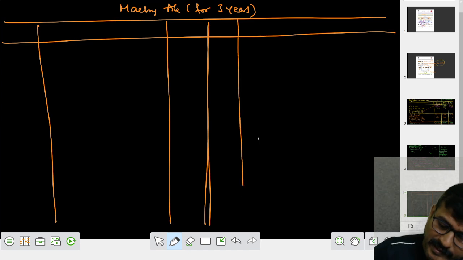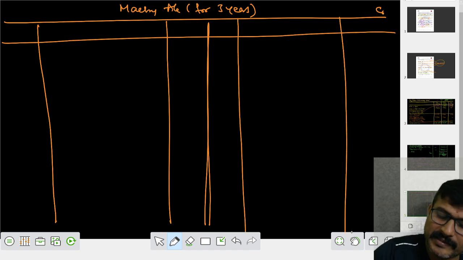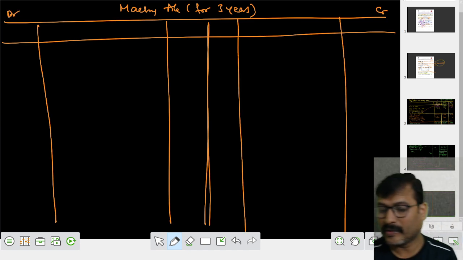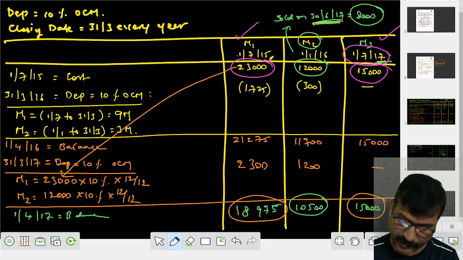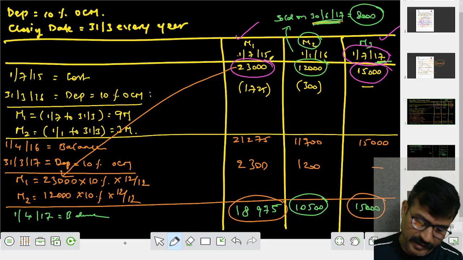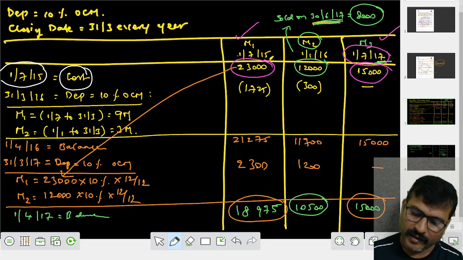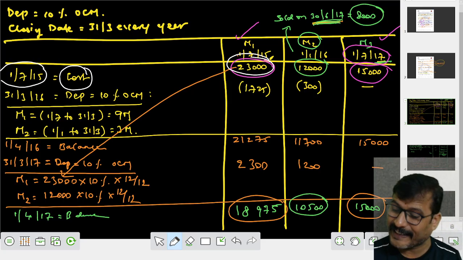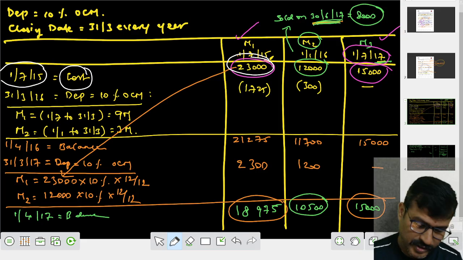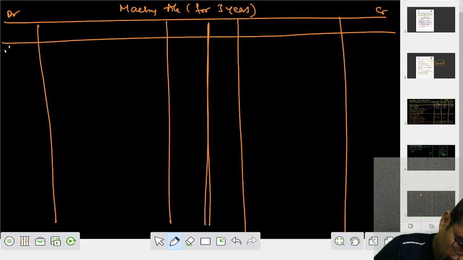For 3 years, right? Write date, particulars, debit, credit. Okay. Now let us start the solution, my dear student. When you purchase the first machine, purchased on July 15 for an amount of 23,000. When is it purchased? 1st July 15.